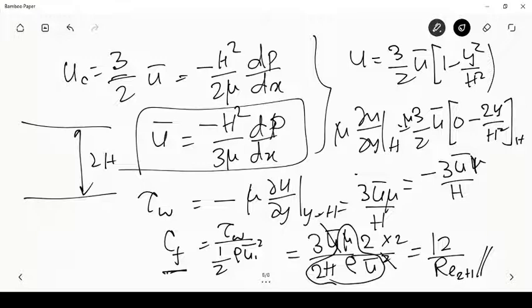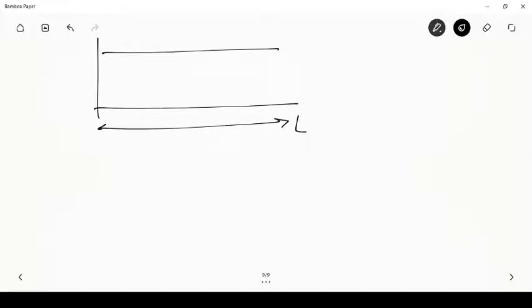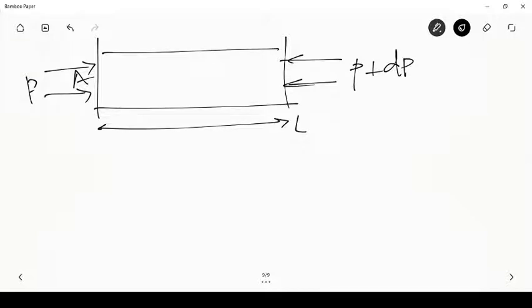And if I want to write the expression for pressure drop, so if I take the pipe of a certain length where the flow is fully developed in the entire region, so suppose this is my length L, and let's say the area of cross section is A, and let's say there is a pressure P here, and there is a pressure P plus dP here. Okay, P plus delta P. I don't want to write a dP with a finite length.